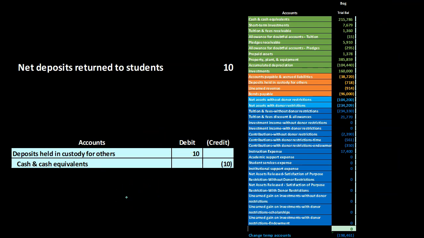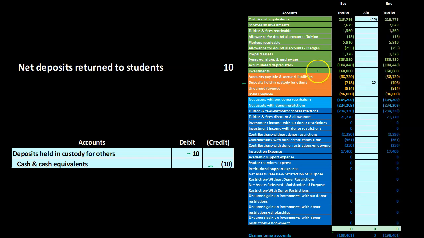Net deposit returned to students. We're going to credit then the cash and equivalents because we're paying it back, of the $10, and then there was a deposit held in custody for others. Note that's going to be up here in our liability type of account. Deposits held in custody for others, it's a liability type of account. We had basically resources that are due to others, and therefore it's a liability. We're paying that off, similar to other types of liabilities like an accounts payable. We will then debit it to make it go down.